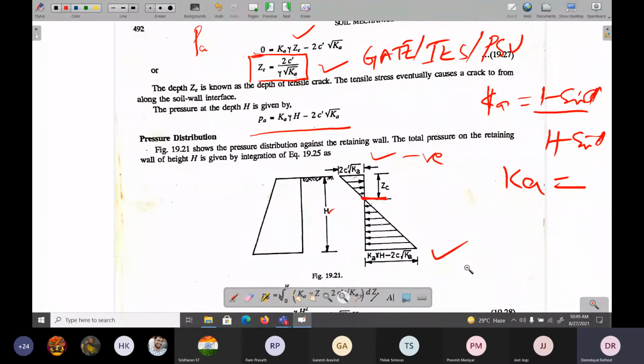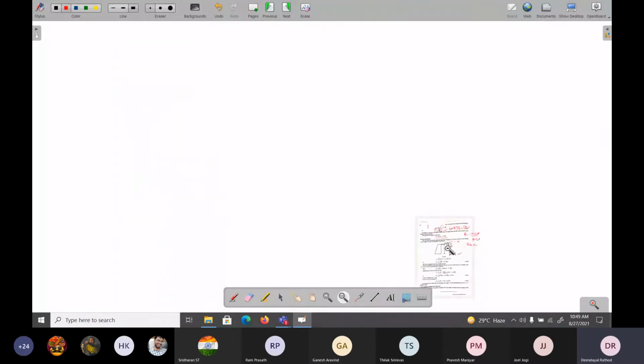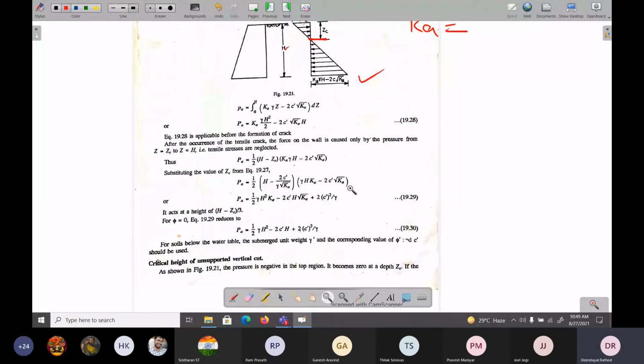So now, if you try to draw the pressure diagram here, it looks like this. Somewhere it would be 0, and we can draw the pressure diagram. Now, how can we find the total pressure here? Simply integrate that equation from 0 to H, and instead of z you will get the total pressure. Now the total force, you will get it here.